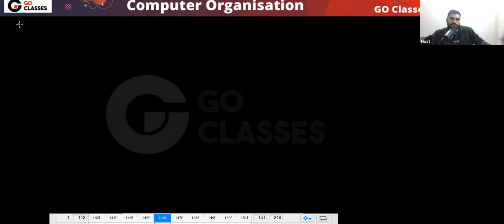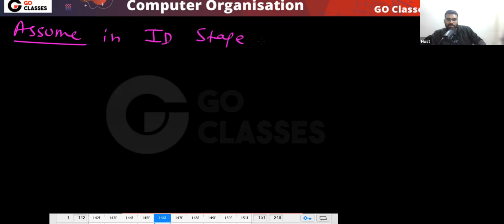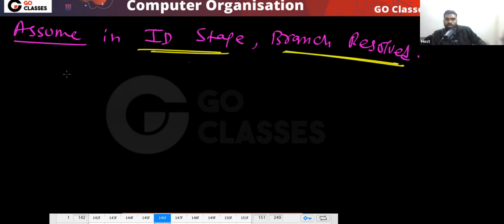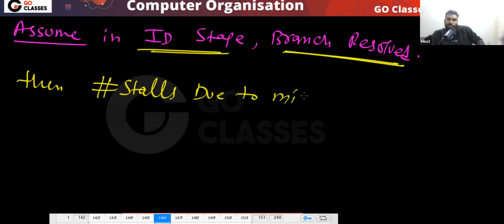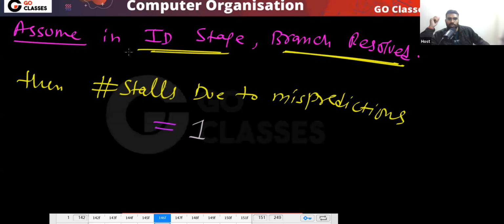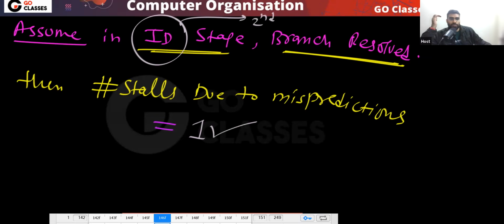Let's assume that in the ID stage, everything is resolved. Assume that in the ID stage, the branch is resolved. Then what is the number of stalls because of misprediction? That will be 1, because the ID stage is the second stage. That is the reason the number of stalls will be 1.